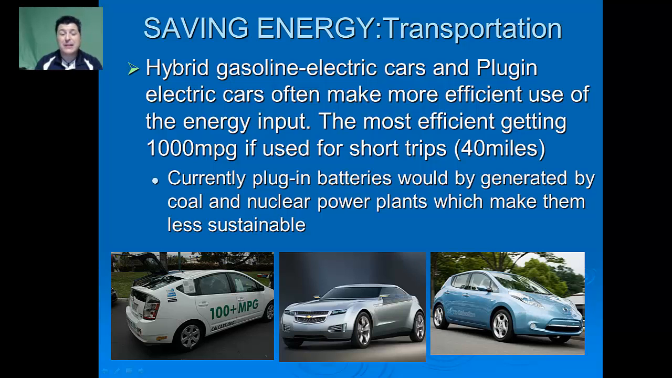Currently, though, the big issue is that plug-ins would get their energy from places like coal and nuclear, which makes them a little bit less sustainable. So if I have a plug-in electric in California, it's more sustainable because the electricity is coming from renewable resources, whereas if I am here in the southwest part of Virginia, where coal is the energy source for electricity, then my plug-in electric is still putting an impact on the environment in terms of fossil fuels.